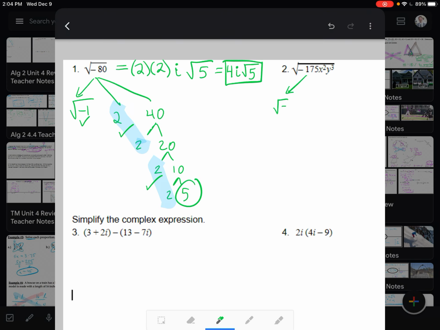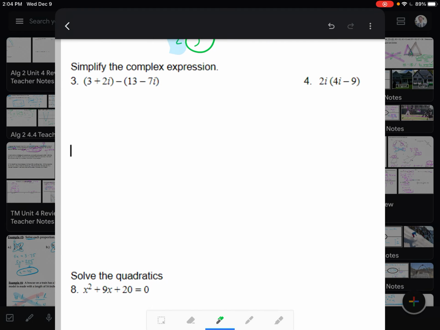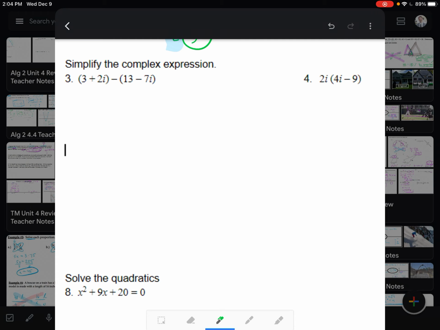Going to want to do the same thing here. Again, first things first, take that -1 out, and then factor it out like you normally would for the square roots. Next, things that we can do with these, again, simplifying complex expressions. Want to make sure that we are going through carefully one at a time and matching up those like terms where we have like terms.